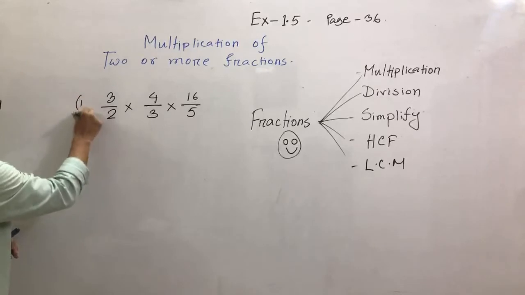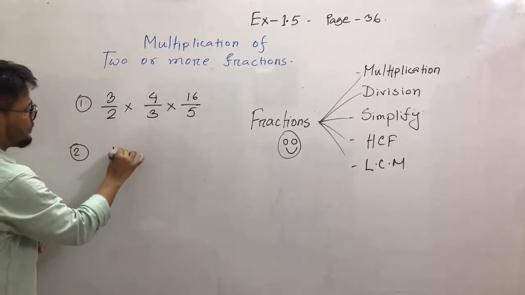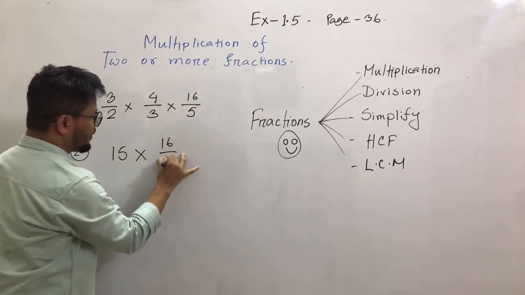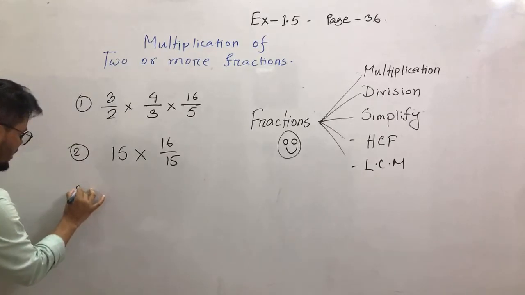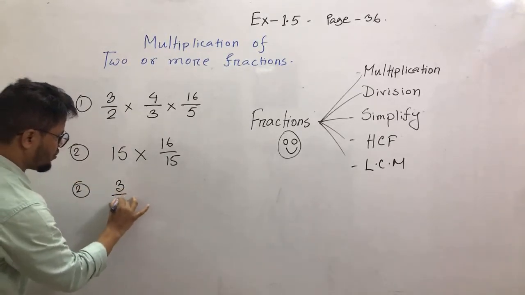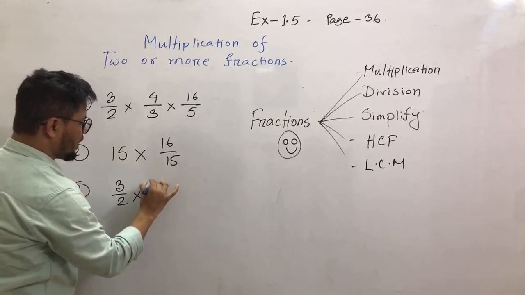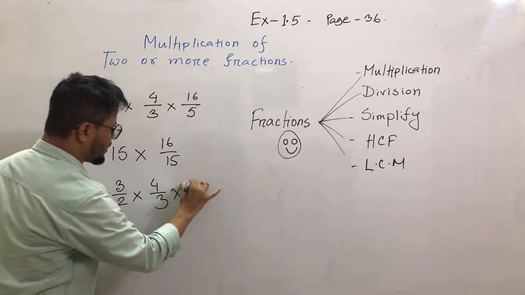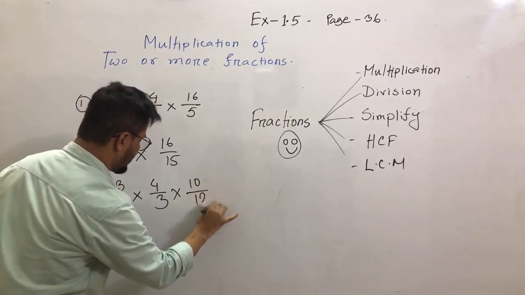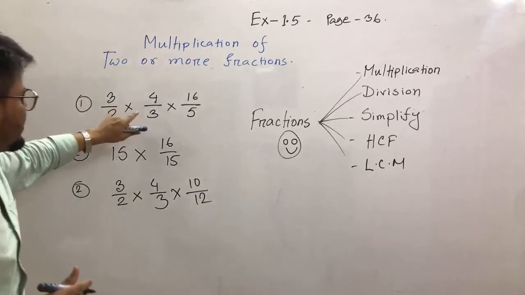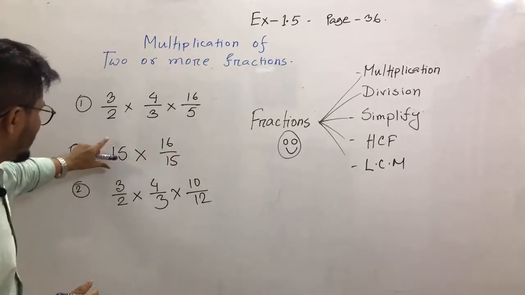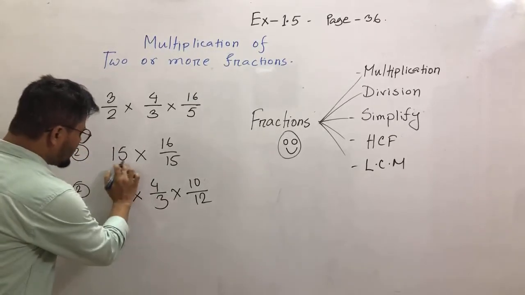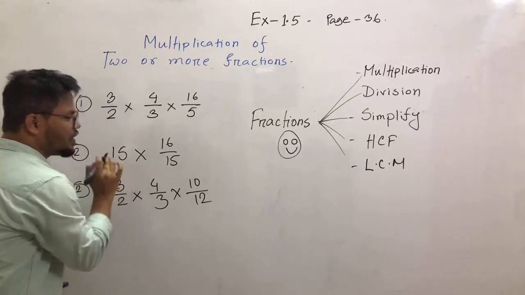Or we can write number 2, like 15 multiplied by 16 by 15. Or another one, the format is 3 by 2 multiplied by 4 by 3, or 4 by 2, and this is 10 by 12. So these are the multiplication of two or more fractions. See here, 15 is a whole number, but we can imagine there is an invisible denominator of 1.